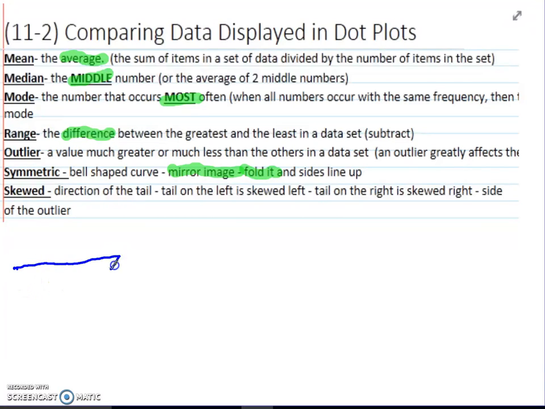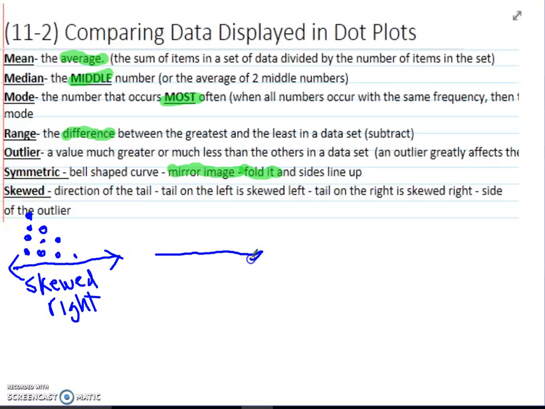So if we drew a picture, you could have an image that looks like this. And this would be called skewed right, because the tail is on the right. Then you can have a picture that looks like this. This would be called skewed left. And that is because the tail is on the left.